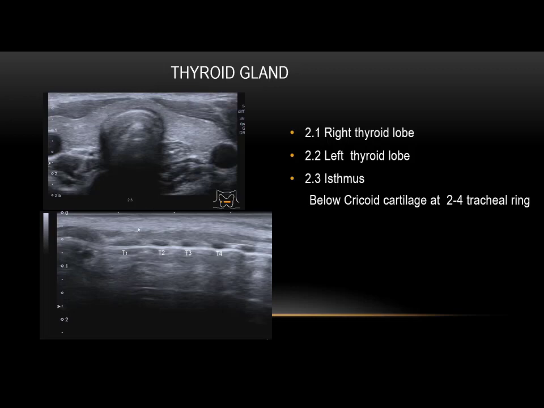Sometimes, like in this case, if you correlate with the transverse and sagittal view, in this patient the isthmus is around tracheal ring 2, 3, and 4, like this, but mostly it is in the upper part of the tracheal ring. So in this area, posterior to the left thyroid lobe, you can see the anatomy of the esophagus, and then the lateral border of the thyroid gland is the common carotid artery.